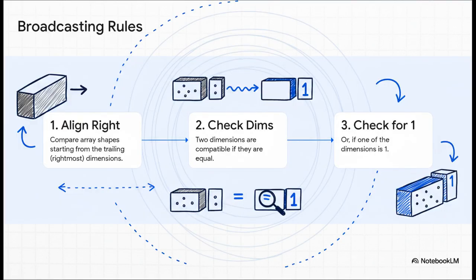And you know what's wild? The rules behind all this power are actually super simple. To figure out if 2 arrays can be broadcast, NumPy just compares their shapes, dimension by dimension, starting from the right. A pair of dimensions works if they're equal, or if one of them is a 1. If that's true all the way down the line, you're good to go. It really is that simple.